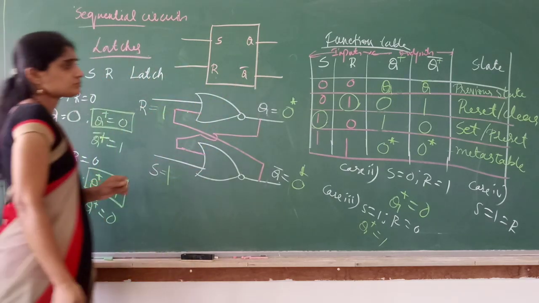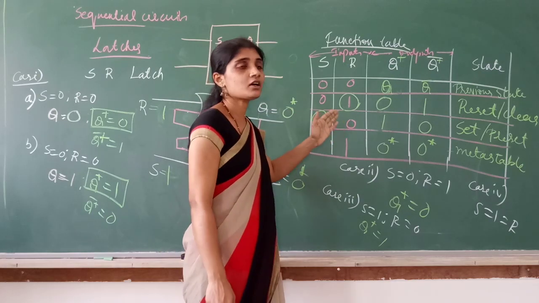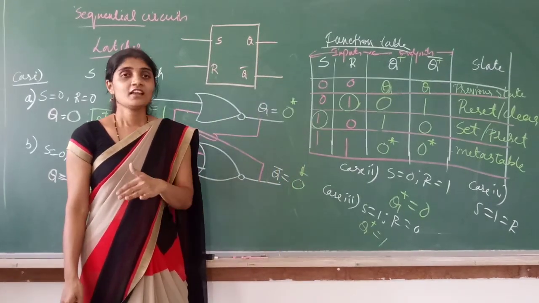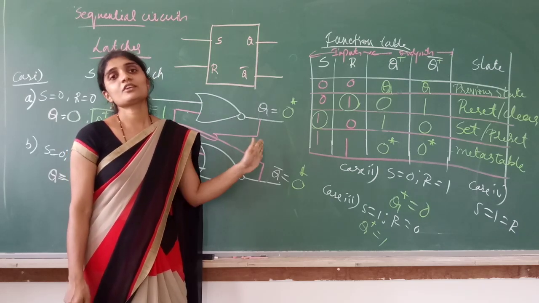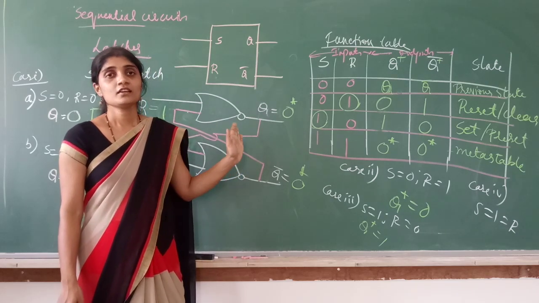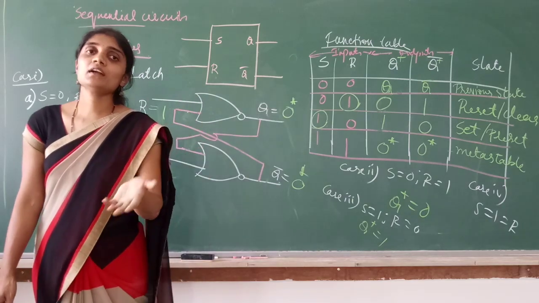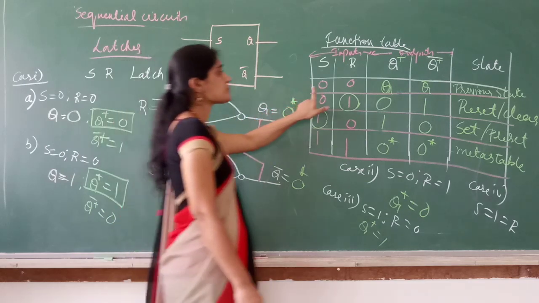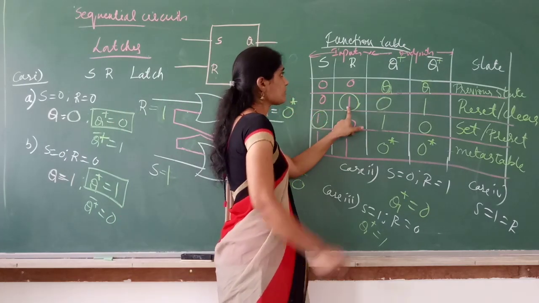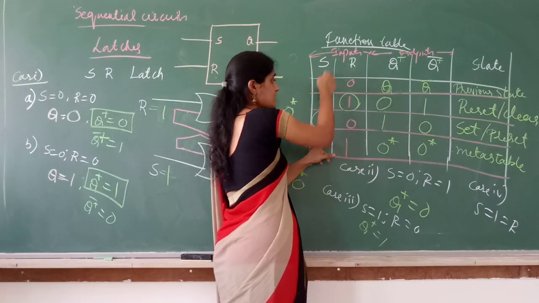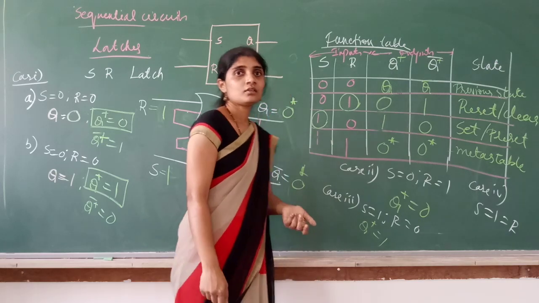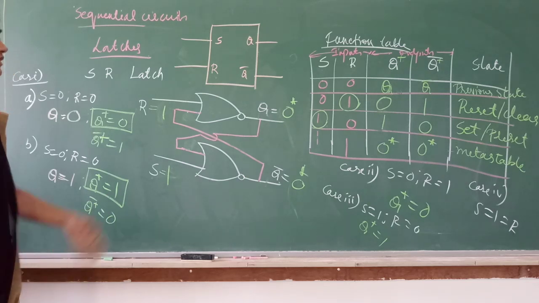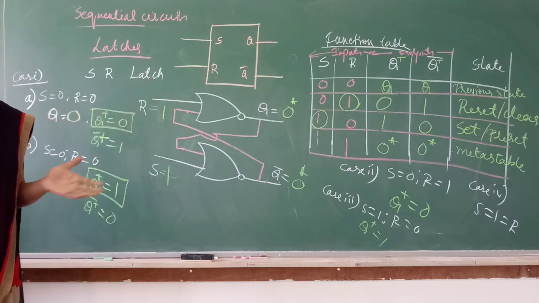You have to remember the function table because using flip-flops or latches, we will be designing counters. Every time we cannot keep analyzing the circuit and decide. So you have to remember the function table of all the flip-flops. SR flip-flop: 0, 0, previous state. 0, 1, when R is 1, reset. When S is 1, set. That's all. 1, 1 is not possible in SR latch. That is one of the disadvantages of the SR latch.